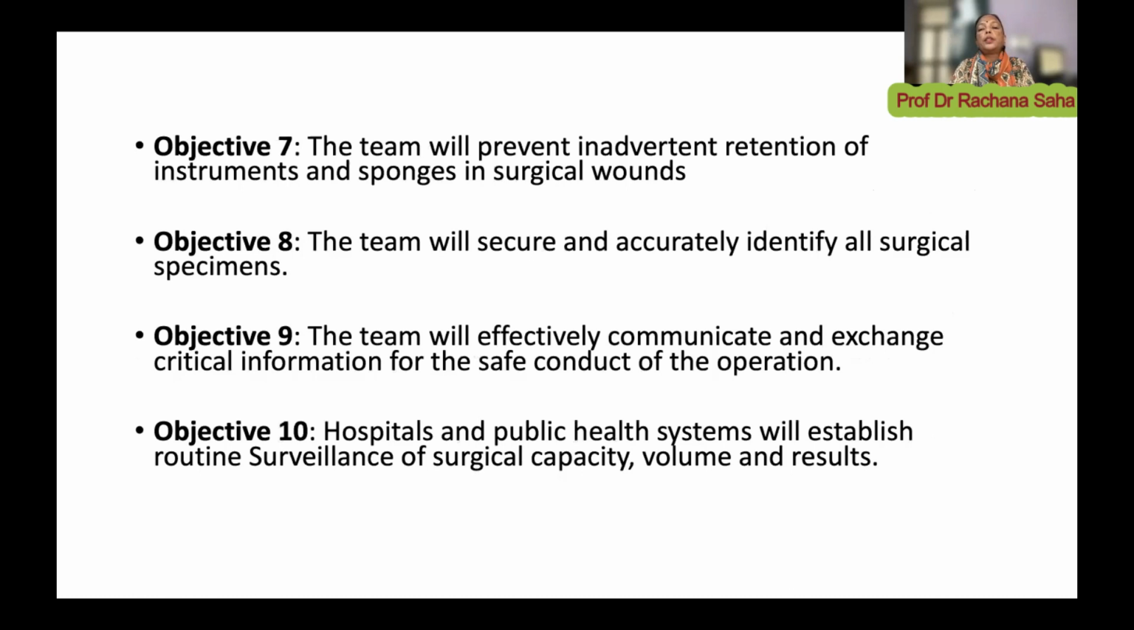Number 7, the team will prevent inadvertent retention of instruments and sponges in surgical wounds. Number 8, the team will also secure and accurately identify all surgical specimens. Number 9, the team will effectively communicate and exchange critical information for safe conduct of the operation. Number 10, hospitals and public health system will establish routine surveillance of surgical capacity, volume, and result. Overall, these objectives mean we need to know about the patient profile and then minimize any surgical harm which can be done to the patient. The basic aim is to reduce the harm.